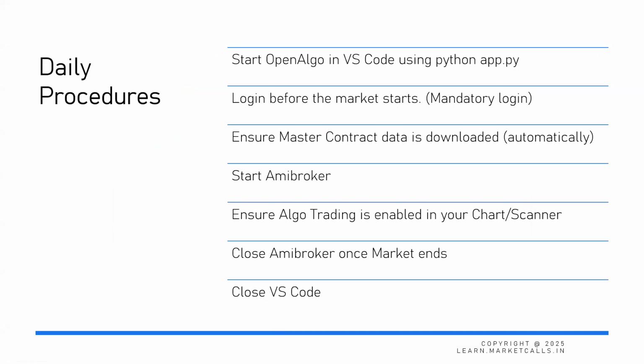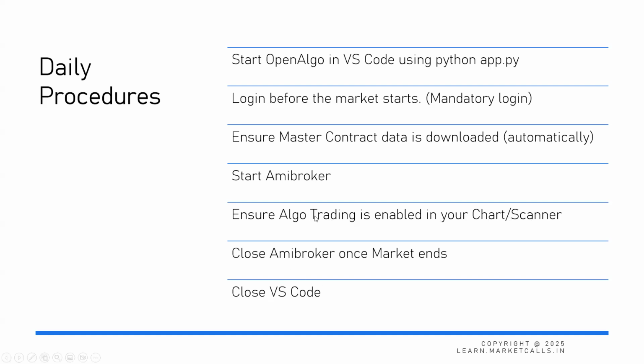Just like every other algo platform, OpenAlgo also demands that you log in on a daily basis. Once you log in, the master contract download happens automatically, right? And you have to start your Amibroker, ensure that algo trading is enabled in your charts or scanner, and close Amibroker once the market ends, and close VS Code. So this is going to be the daily routine procedure over here.